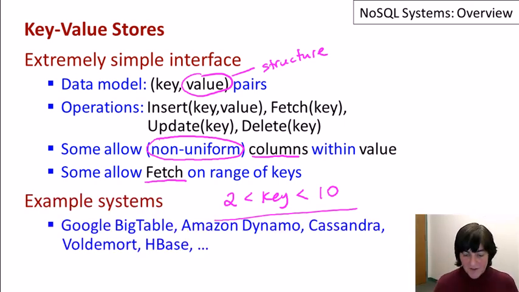Just a few examples of key value stores. This is not an exhaustive list. There are many more, and this is only November 2011, so things will change over time. But some of the more prominent key value stores are listed here: Google's Bigtable, Amazon Dynamo, Cassandra, which is open source, Voldemort, HBase, and again, there are many others. These are just a few examples.